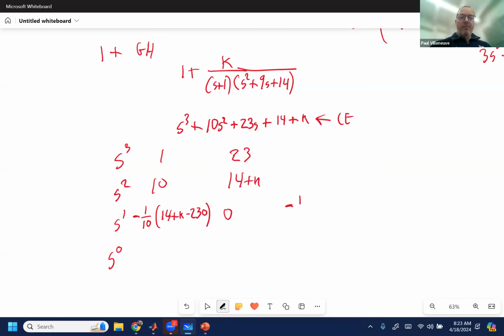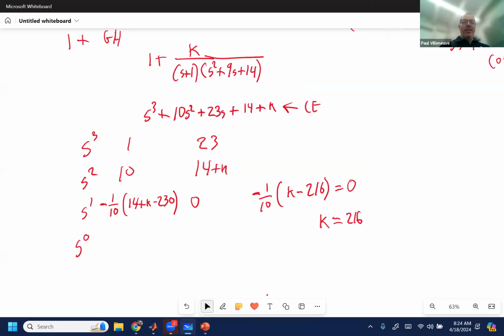So negative 1/10 times K minus 216 has to equal 0. So the negative 1/10 is gone. And what I can see is that K has to equal 216 to make that term cancel out. Questions on that?